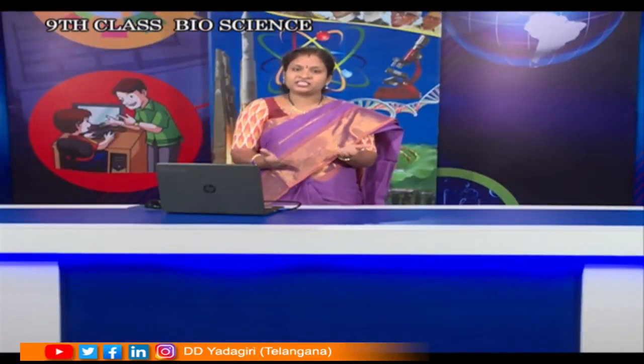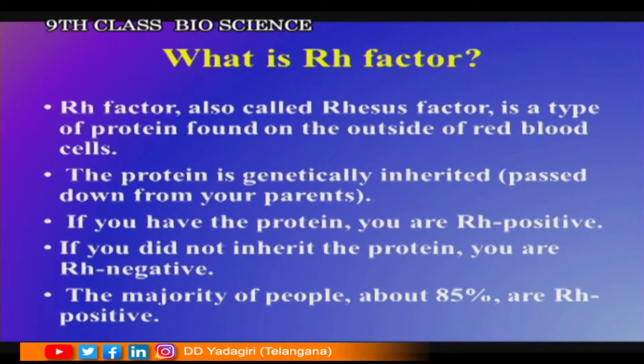So by this you can say that if a patient has blood group A and the RH factor, then the type of the blood group is A positive. If the patient has blood group A and no rhesus RH factor, then it is said to be A negative. Like that, if B antigens are present and RH factor is present, then the type of the blood is B positive, and if B antigen is present and RH factor is absent, then it is said to be B negative. Children, RH factor is also called rhesus factor.